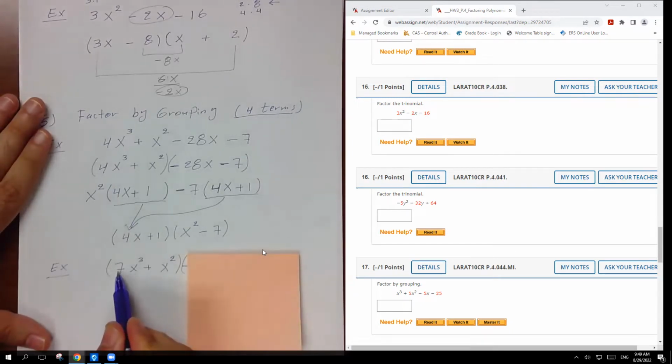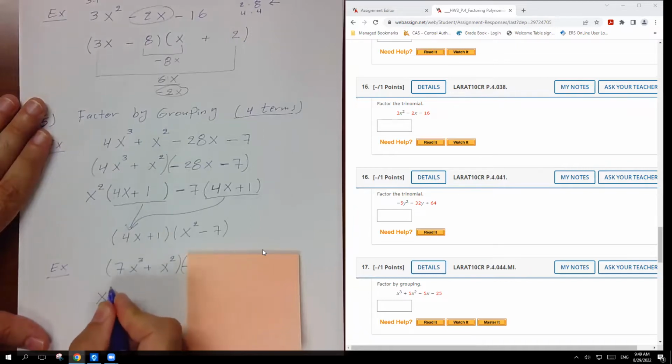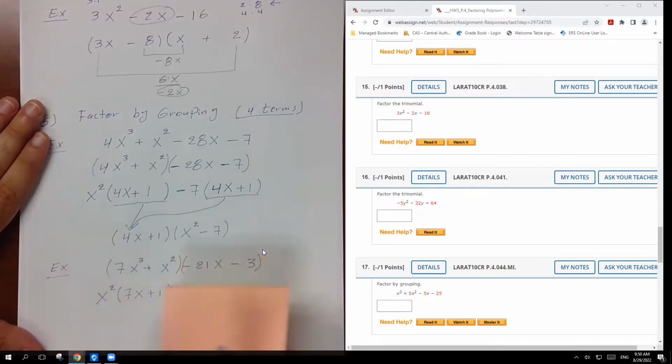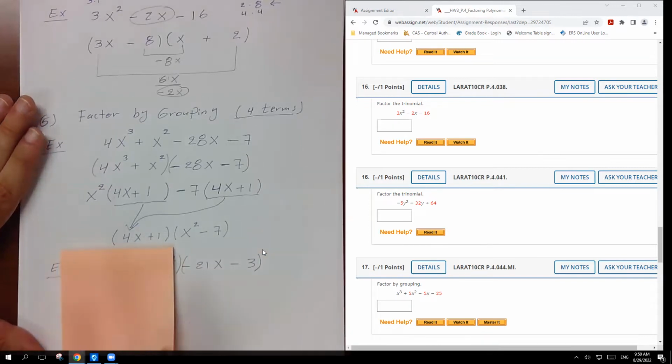What's the common factor between 7x cubed and x squared? The common is x squared. Open parentheses. 7 divided by 1 is 7. 3 minus 2 is going to be 1, so 7x. And the leftover is going to be 1, because 1 divided by 1 is going to be 1, and 2 minus 2 is going to be 0. So we're done with this one.